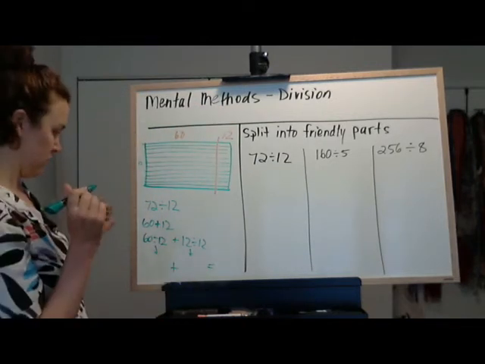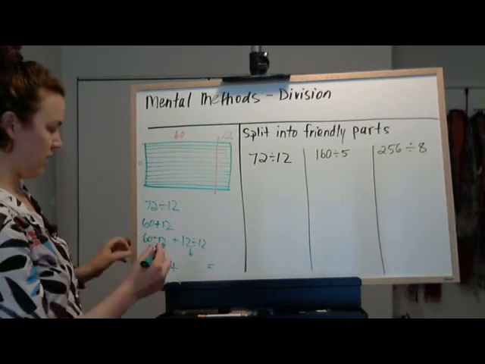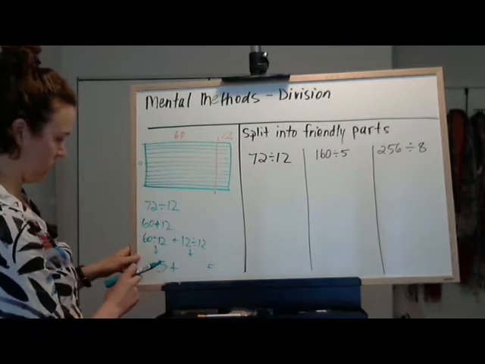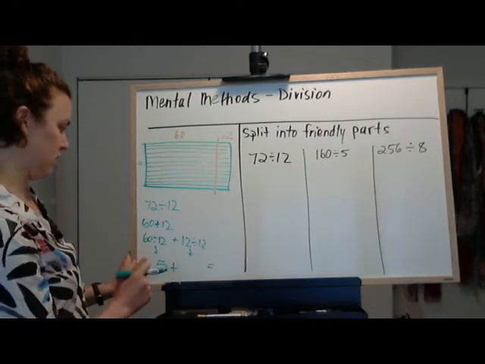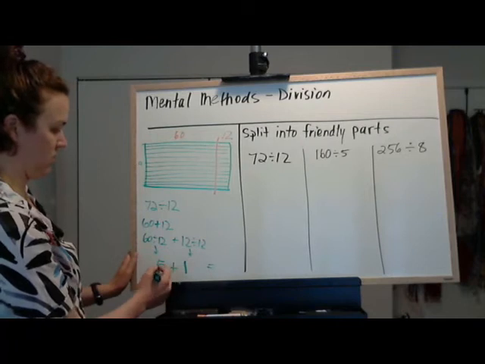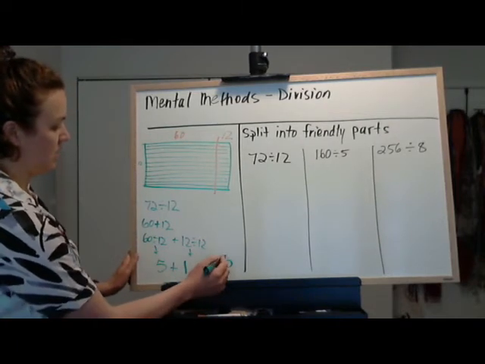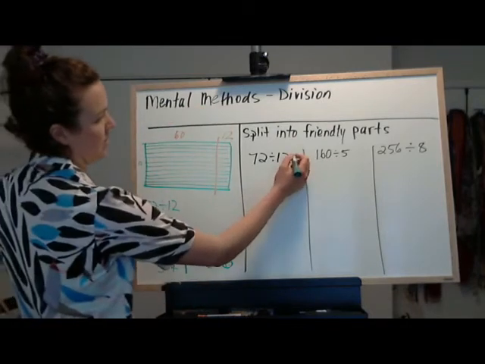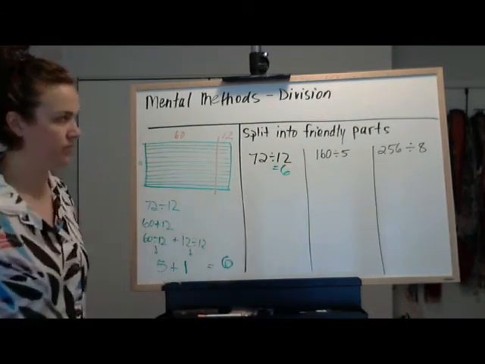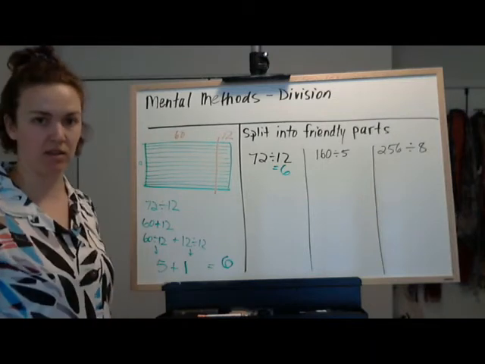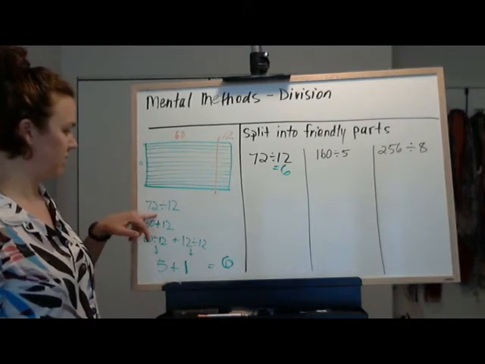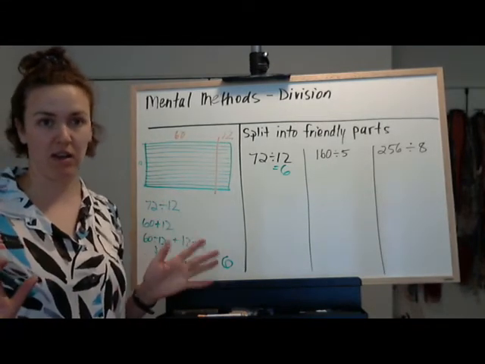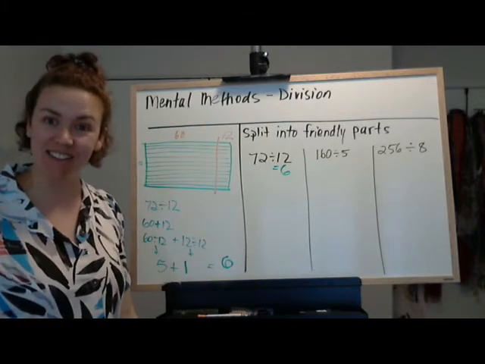So 60 divided by 12, I just have that memorized. I know it's 5. And then 12 divided by 12 is 1. So 5 plus 1 is 6. That means this whole strip is 6, and that's our answer. So this method is split this number into parts that are easily divisible by 12. And you might have to do some playing around to find the right numbers, but that's part of the fun.